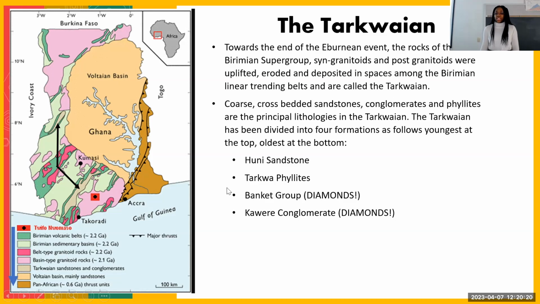Coarse cross-bedded sandstone, conglomerates, and phyllites are the principal lithologies of the Tarkwaian. It has been divided into four formations as follows: youngest at the top, oldest at the bottom. Huni sandstone, Tarkwa phyllites, the Banket group, and the Kawere conglomerate. Please make note of the diamonds in parentheses.